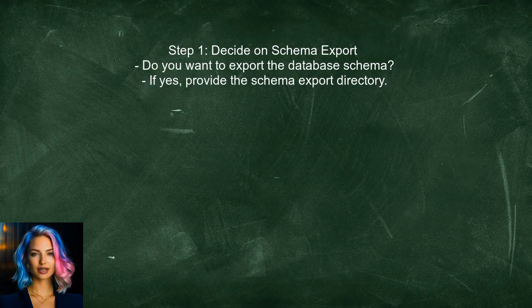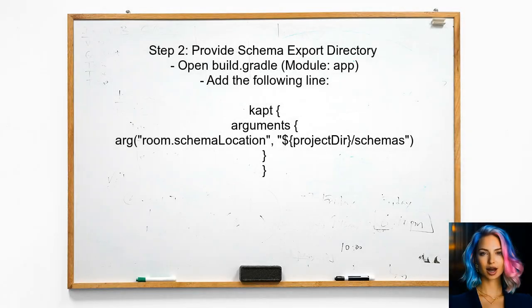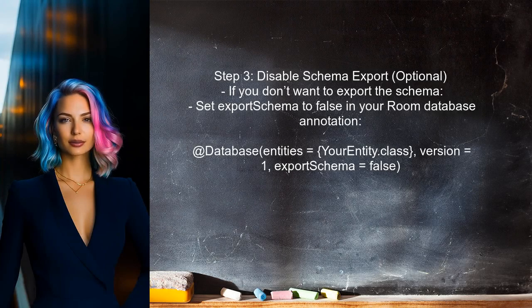To address the warning regarding the schema export directory, the user should first decide whether they want to export the database schema. If they do, they will need to provide the location for the schema export. If the user chooses to export the schema, they need to add the room.schemaLocation argument to their build.gradle file. This argument specifies the directory where the schema files will be saved. Alternatively, if the user does not want to export the schema, they can set exportSchema to false in the @Database annotation. This will suppress the warning.